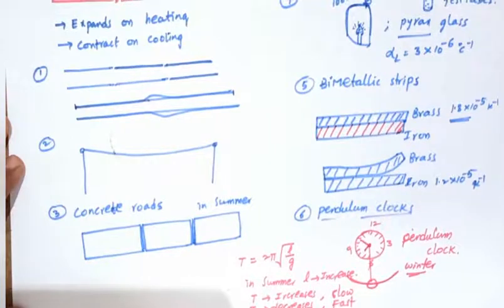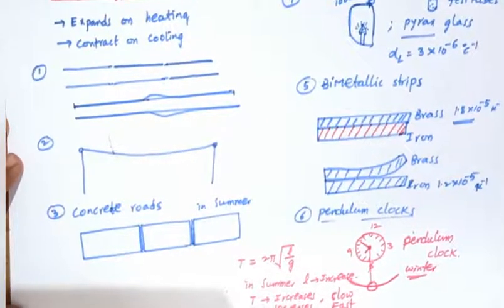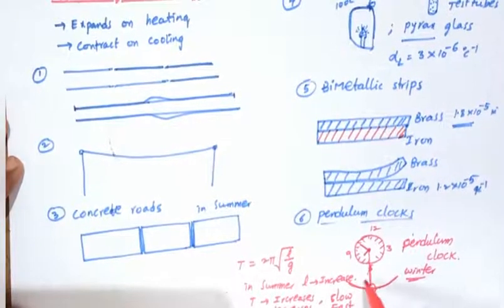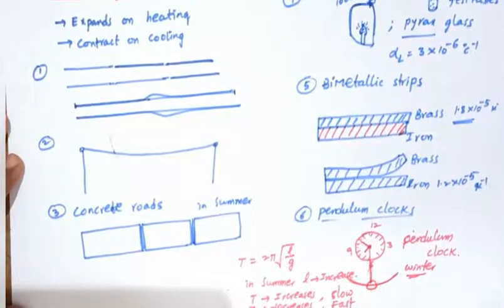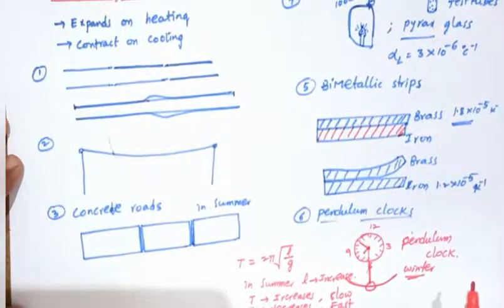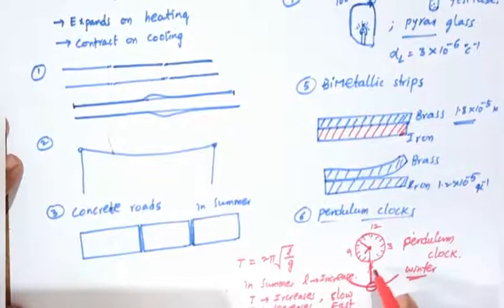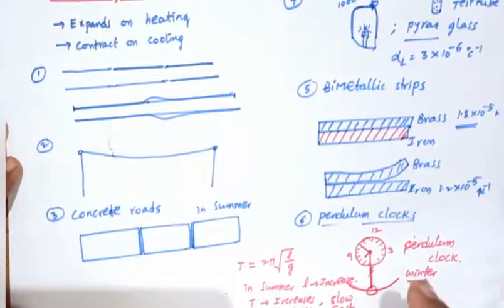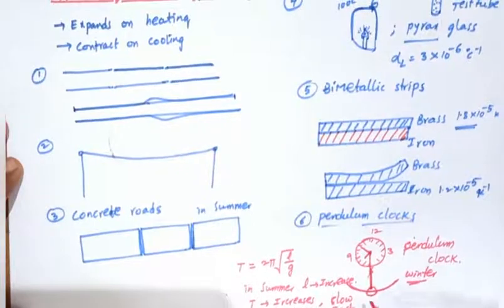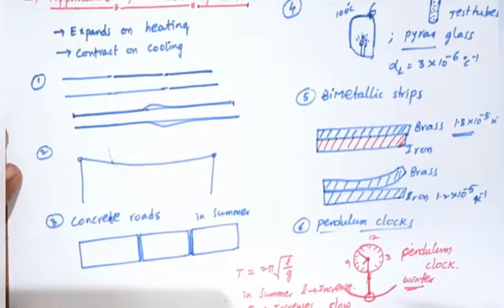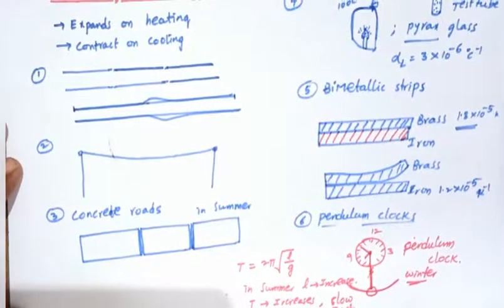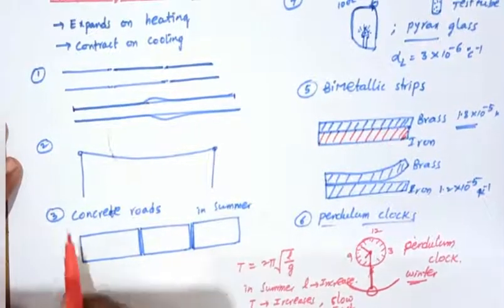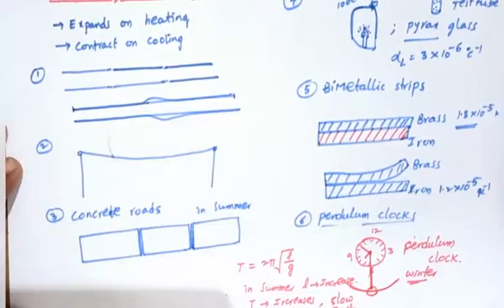To avoid this increase and decrease in the length of the pendulum, the pendulum is made of invar steel. Invar steel is an alloy with a very low coefficient of linear expansion. So these are the applications of thermal expansion.